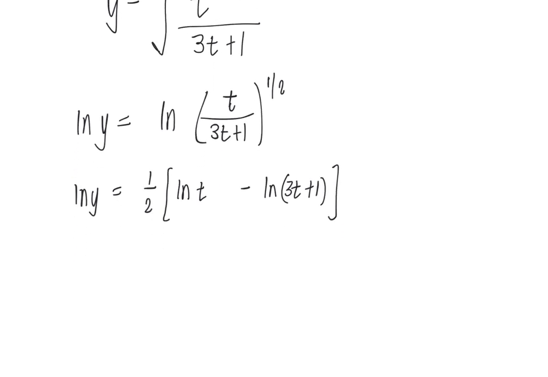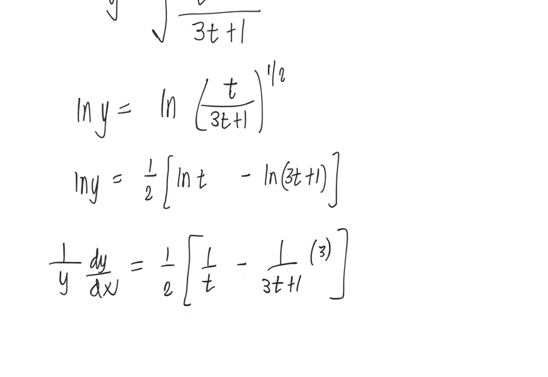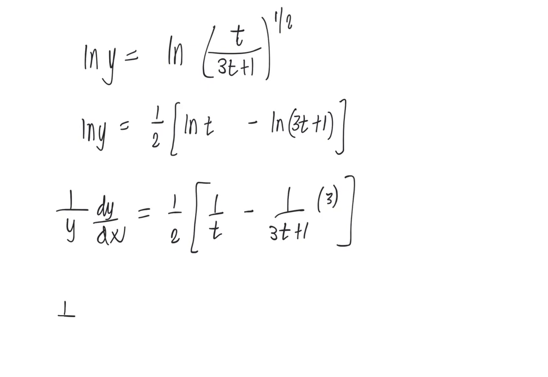So now that we're taking the derivative, we have 1 over y dy dx on that left side. The 1/2 is a constant, and the derivative of the natural log of t is 1 over t, and the derivative of the natural log of 3t plus 1 is 1 over 3t plus 1. You then must multiply by that derivative on the inside, which is 3. And the first thing I want to do is, so I've done the calculus. It's just some algebra from here.